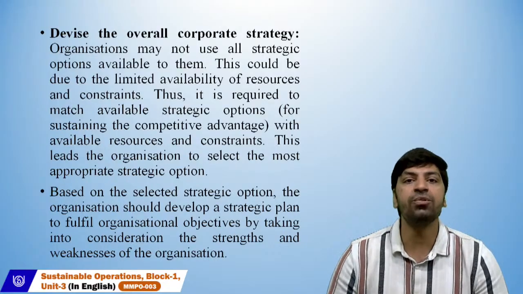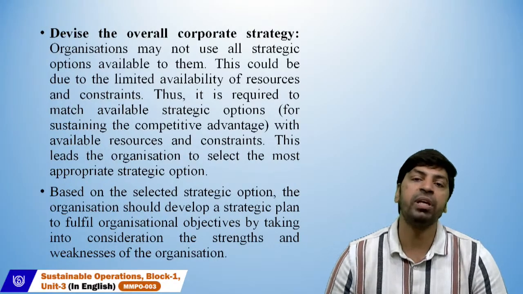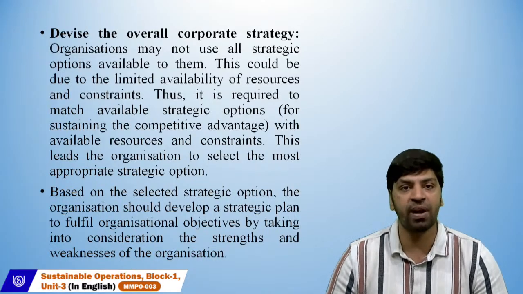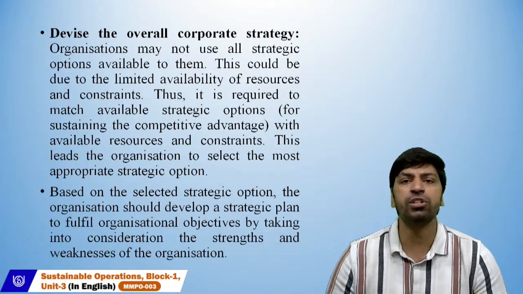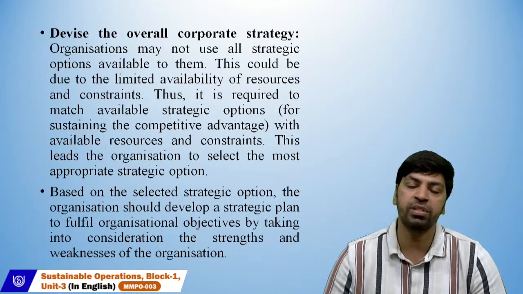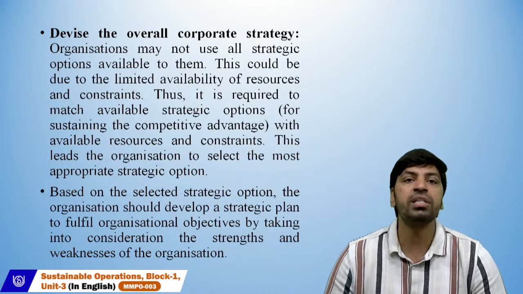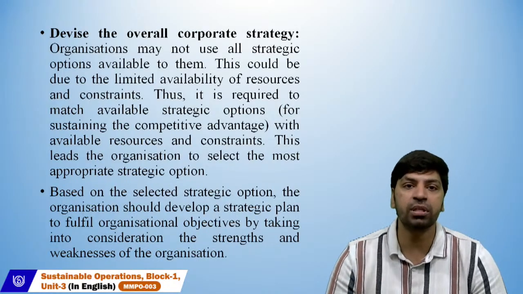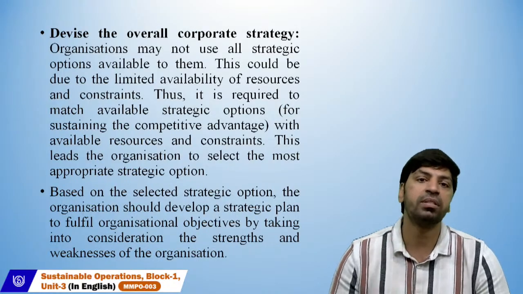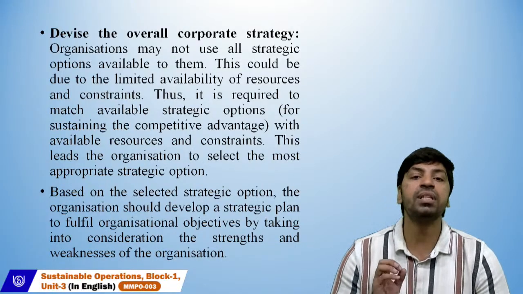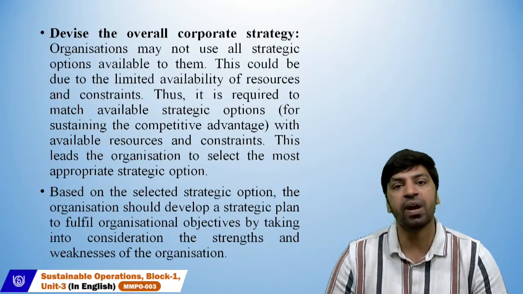Now the next one, the third formulation process, is to devise the overall corporate strategy. An organization may not use all the strategic options available to it. It could be due to the limited availability of resources and other limitations. So it is required to match the available strategic options with the available resources or constraints, and this will help the organization to select the most appropriate strategic option.